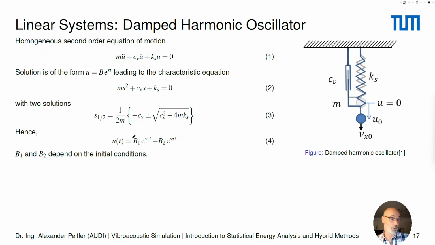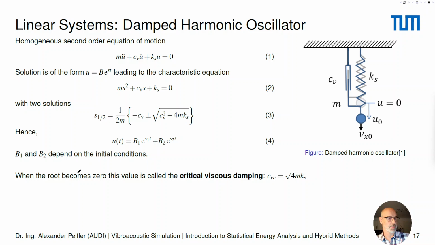The result for those constants B1 and B2 really depends on the initial conditions and on the quality of the root solution that we will get. When the root becomes 0, we will get just one solution only, and this defines a new quantity which we call critical viscous damping. That's the damping which has exactly this value. Why it is called critical can be explained later when we come to the detailed solutions.